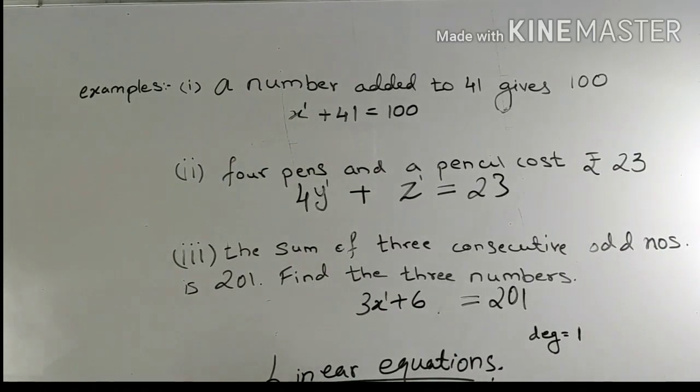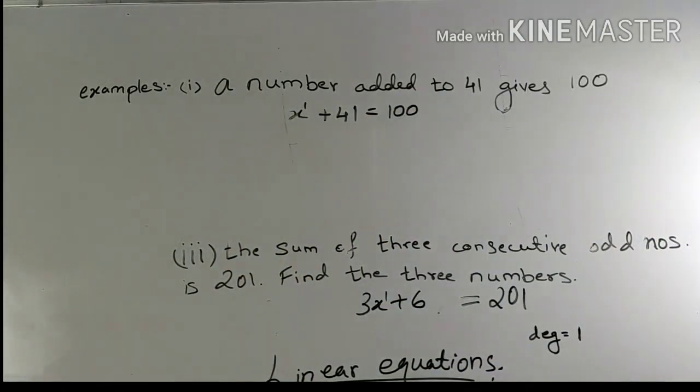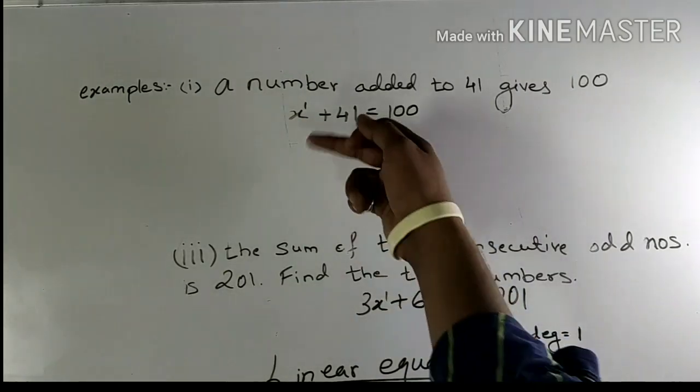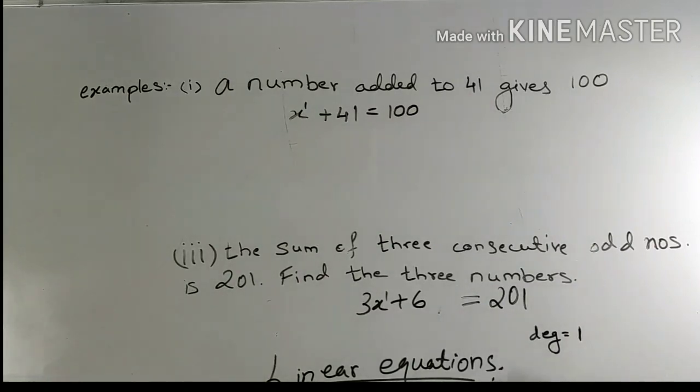Okay, now if I remove this example, there is one more similarity between these two equations. That is, there is only one variable. In the second example there were two variables. In this example there is only one variable, that is x. So such equations having only one variable in them are called linear equations in one variable. So today we are going to start a topic named linear equations in one variable.